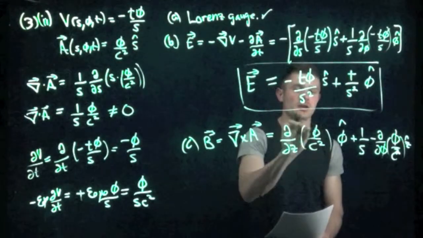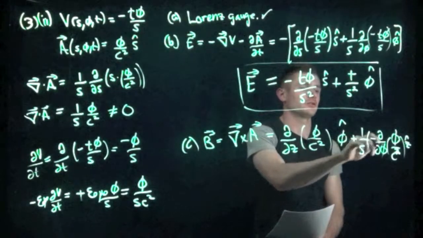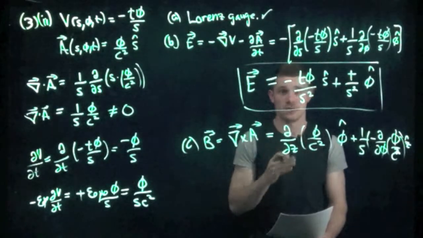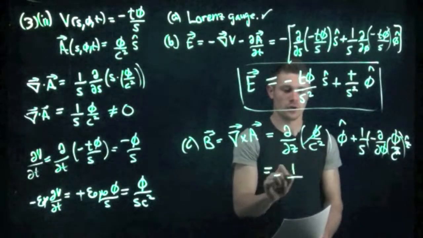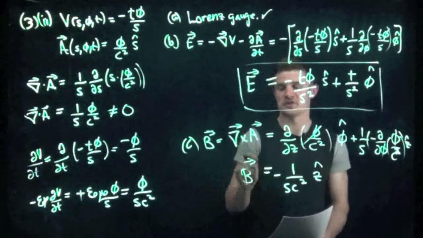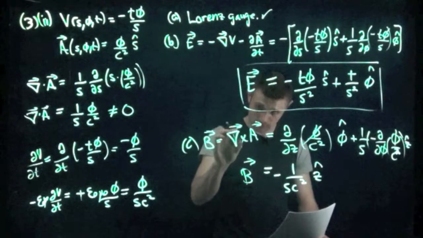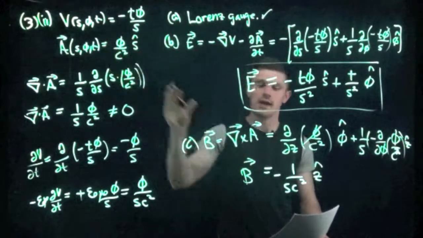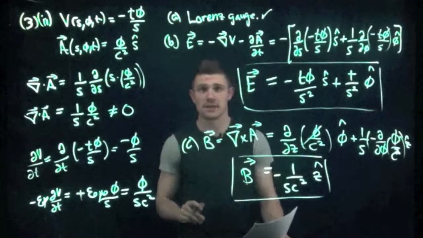We have a d by dz term of our magnitude of A, and that will come off in the phi hat direction, and then we have an additional curl term, which will be 1 over s negative d by d phi of phi over c squared in the z hat direction. So doing those curls through, this is 0, so we end up with negative 1 over s c squared in the z hat direction. And again, we're just using the curl formula in cylindrical coordinates, the curl of the del operator in cylindrical coordinates, and if you plug in your function for A into that, you'll end up with the magnetic field is equal to negative 1 over s c squared in the z hat direction.